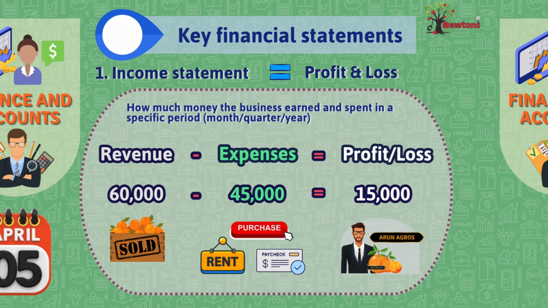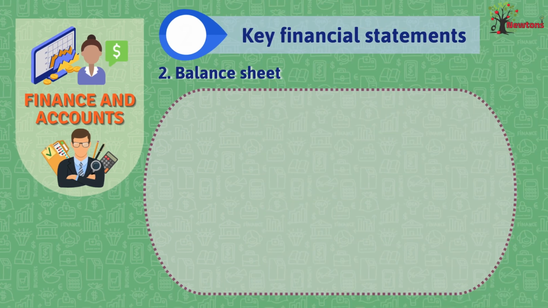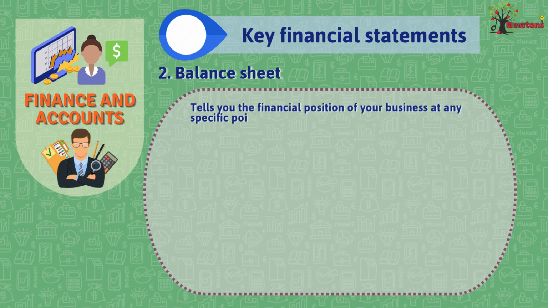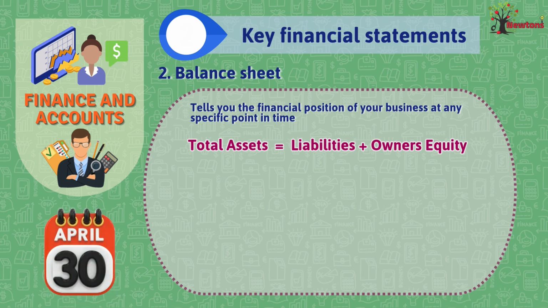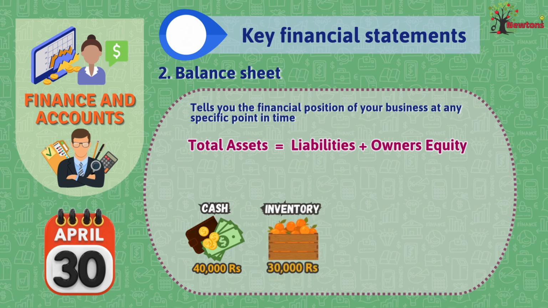Now going to the second statement, balance sheet. This statement tells your financial position for your business at any specific point in time. It's based on the accounting equation. Assets is equal to liabilities plus owner's equity. For example, let's say on April 30th, cash component of Arun Agros is equal to 40,000 rupees. Inventory is equal to 30,000 rupees. And there is a loan of 20,000 rupees and Arun's equity is 50,000 rupees.